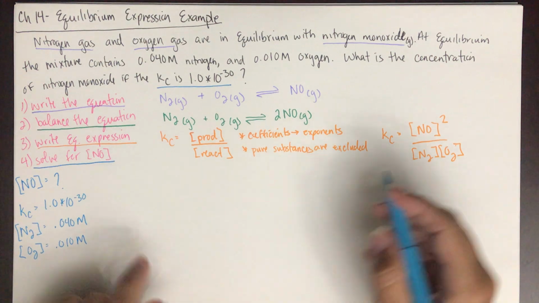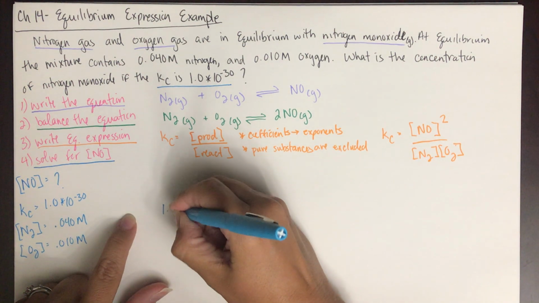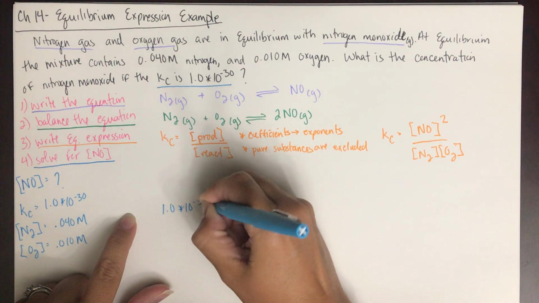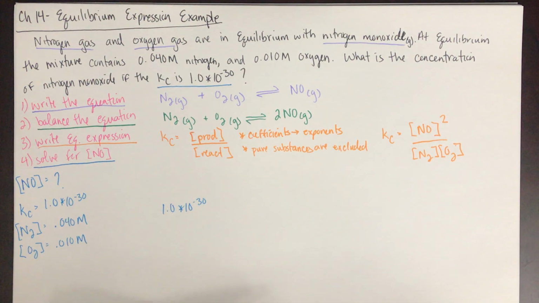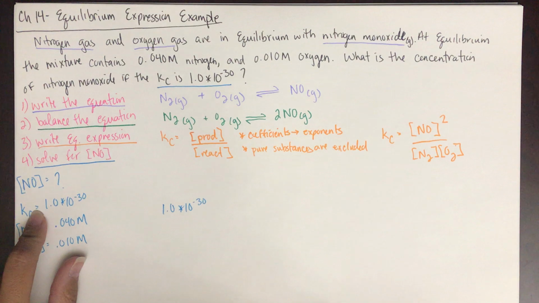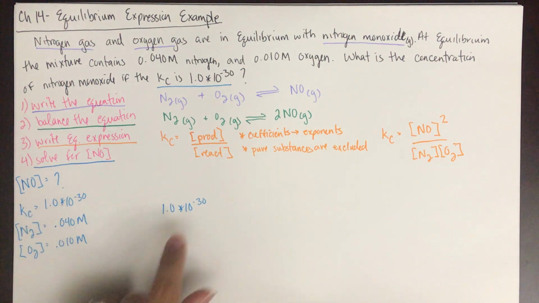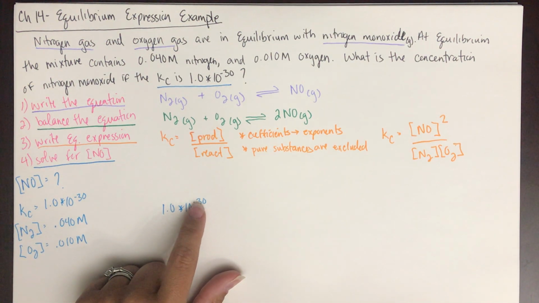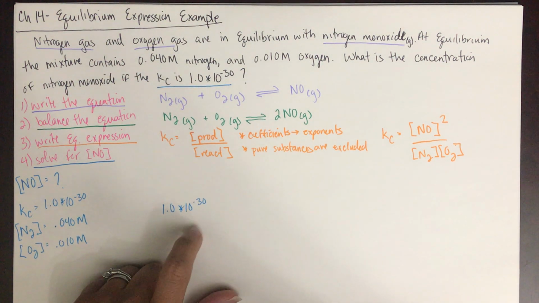So let's do that. So I'm going to say Kc 1.0 times 10 to the negative 30th. And you are going to find that for a lot of these problems, the position of equilibrium, which is what the Kc tells us, usually is a really big number or a really small number. So it's not uncommon to see a really big exponent like this.